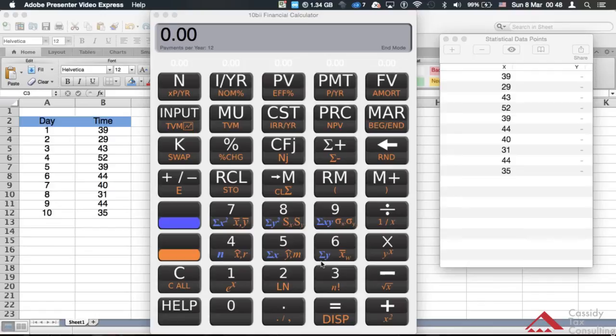Last video we discussed variance and standard deviation and how to calculate variance and standard deviation using the HP10B2 or 10B2 plus calculator. So now I'm going to show you how to calculate the coefficient of variation. And it's fairly simple.